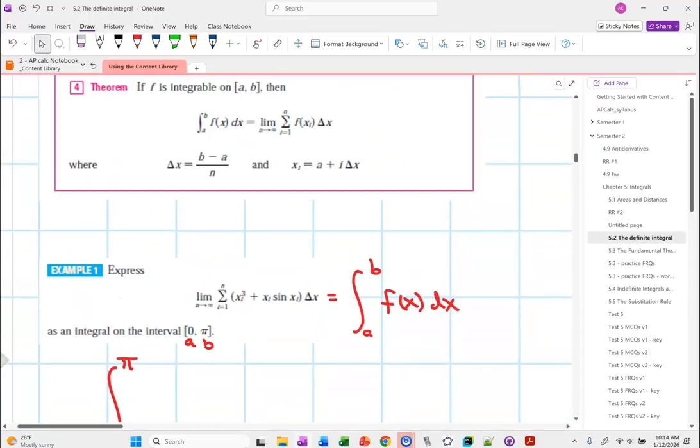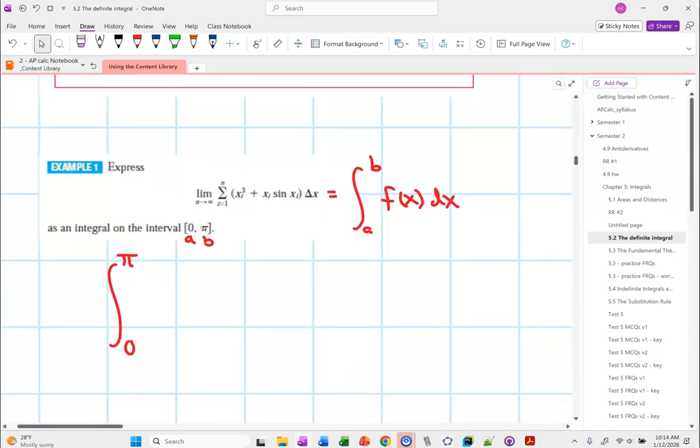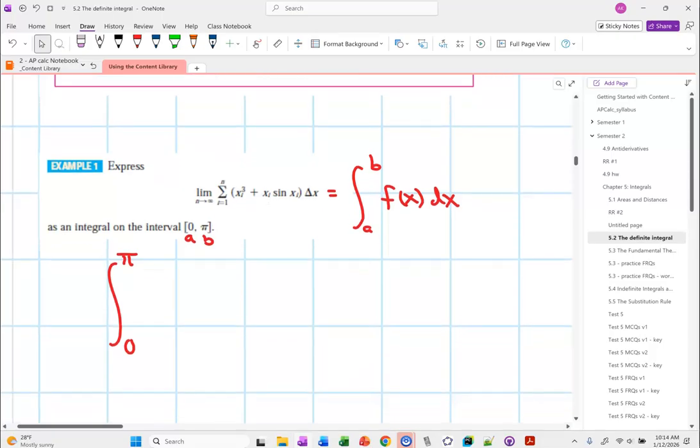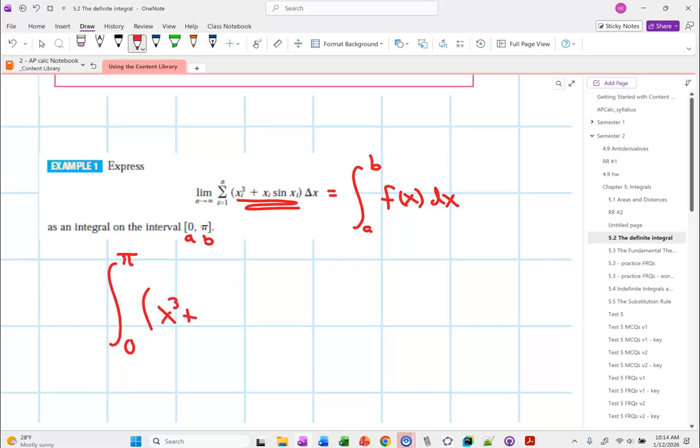So now I just need my f of x. Remember, my sum is a function of xi. So what is our function of xi here? Just that. And then the delta x just becomes the dx. And that's it. That's all we have to do.